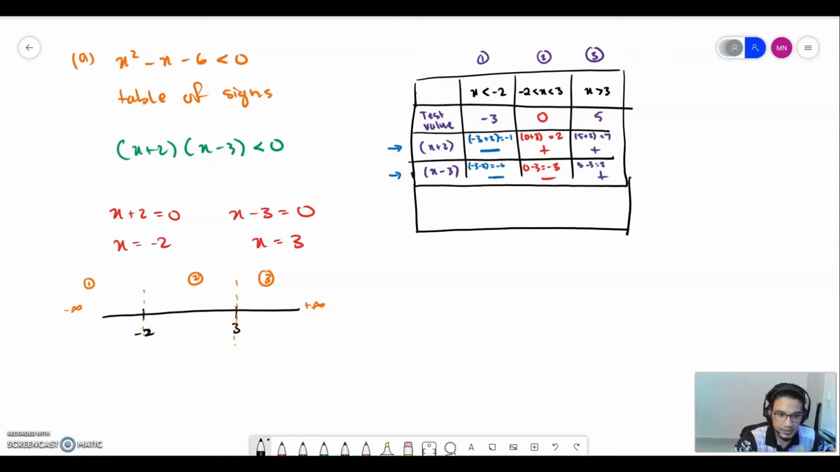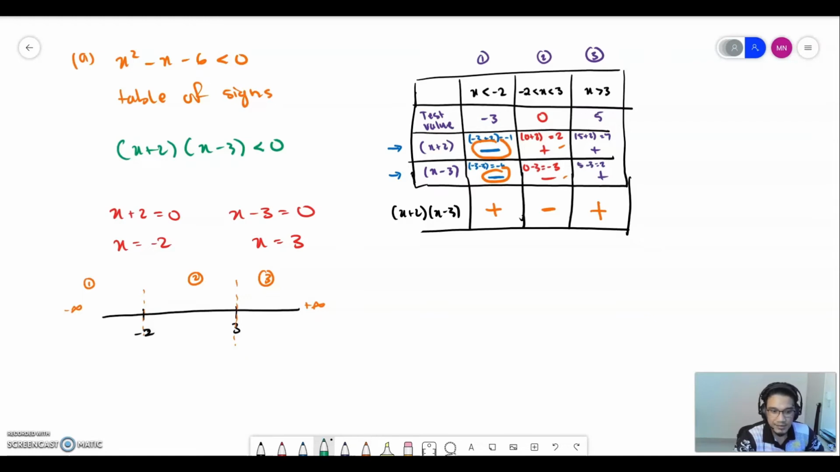Okay, then we know that the two factors are actually multiplied together. That is written as (x + 2)(x - 3). So for the first region, our answers are a negative, then also a negative. A negative multiplied by a negative will produce a positive sign. Then a positive multiplied by a negative will produce a negative sign. Then we have a positive multiplied by a positive, which gives you a positive sign.